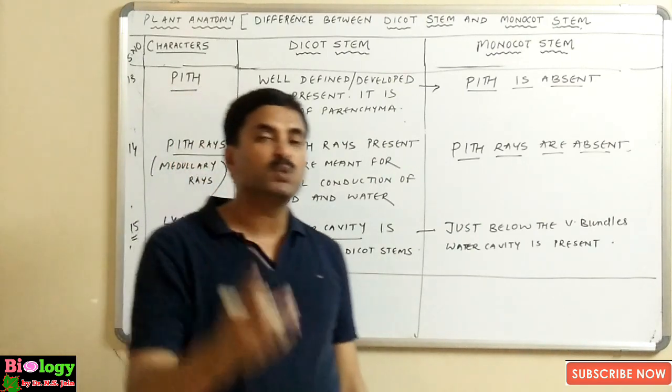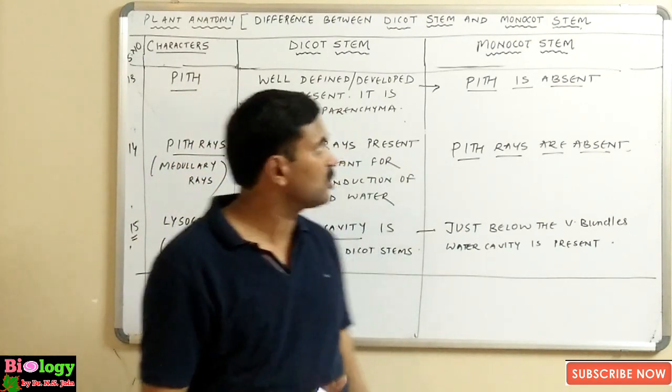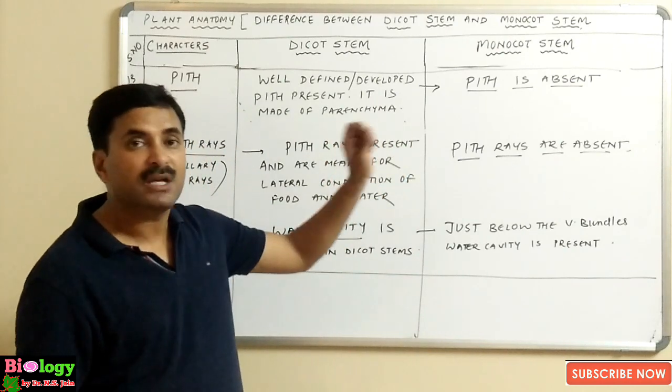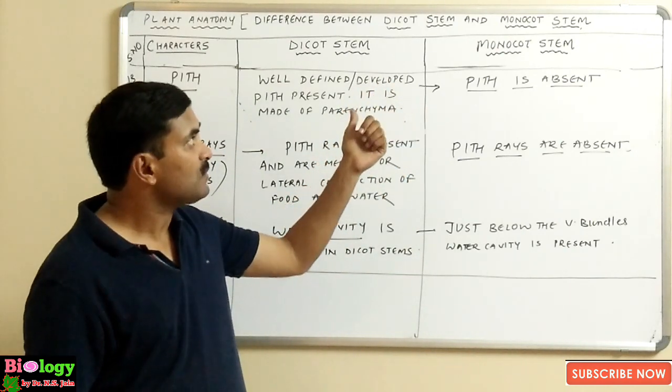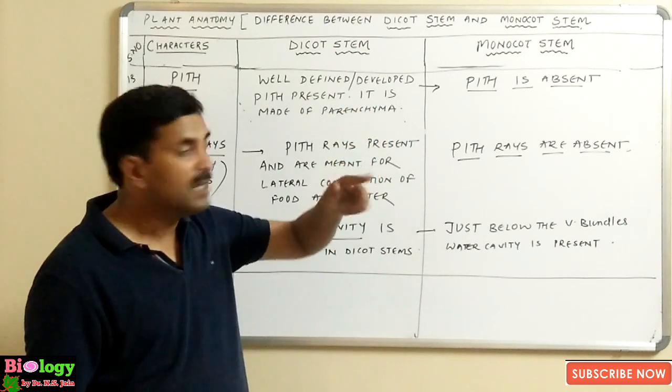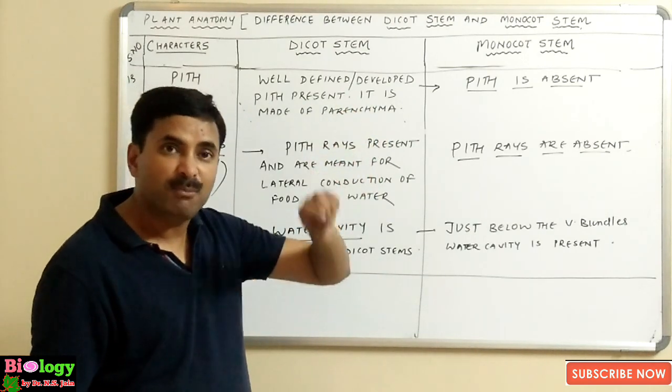Right? We'll be coming soon with a few more videos on plant anatomy, which will be based on the differences between the dicot root and the monocot root, and the differences between the dicot leaf and the monocot leaf.